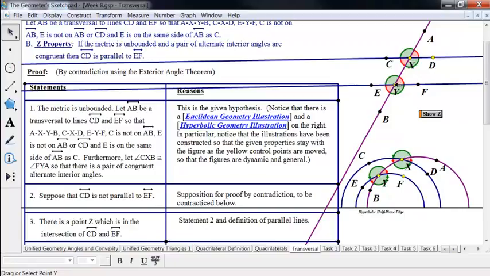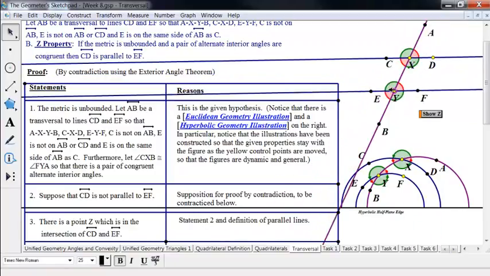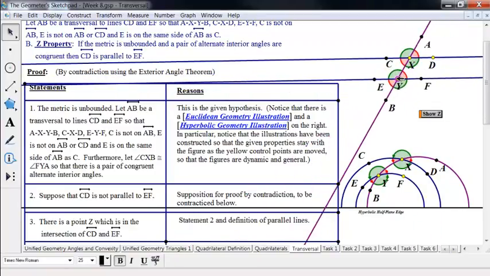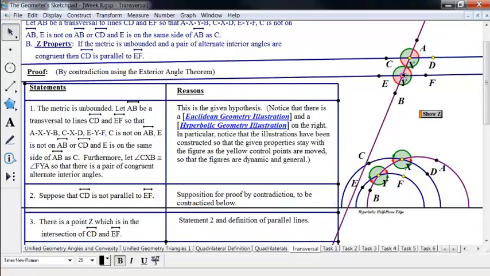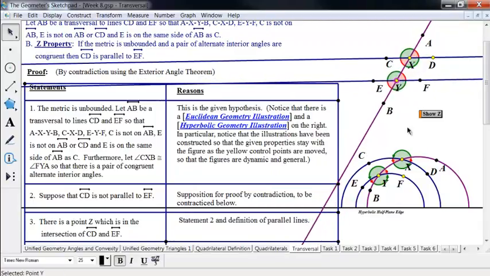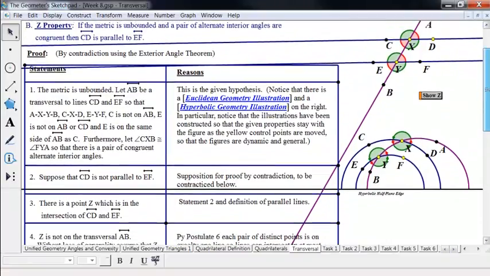And the same thing is true up here. They're parallel here. Okay, so there's your illustration. Basically, we can refer back to the illustration from here on, even though technically we should be referring to the construction, but it's all built into the illustration.